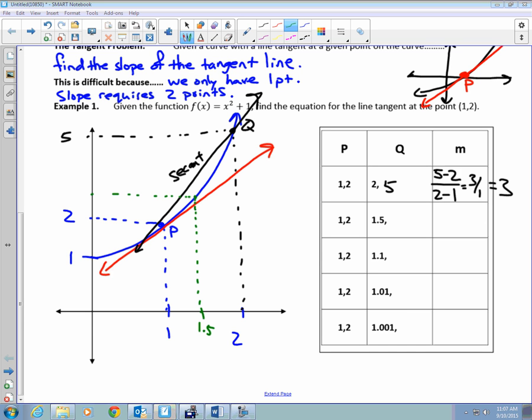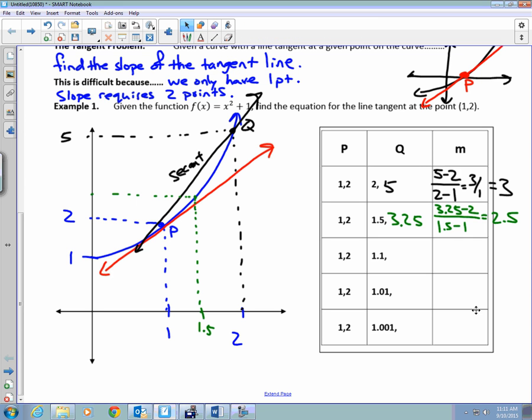Right now, I want you to try to figure out what the slope is if we move Q to 1.5 and then to 1.1, 1.01, and 1.001. Go ahead, use your calculator, work with your partners, and see if you can come up with that estimation. Go.